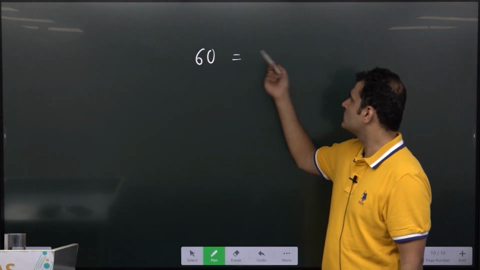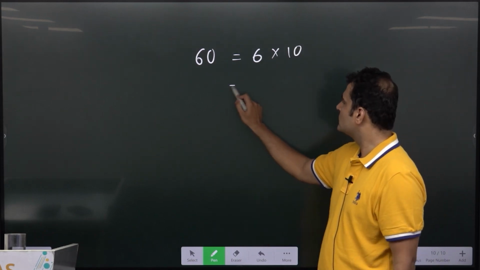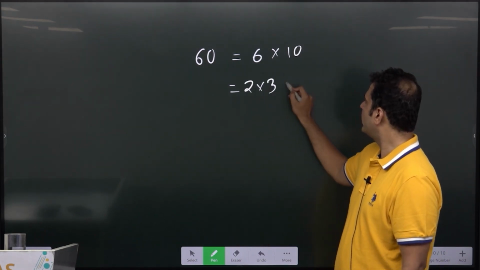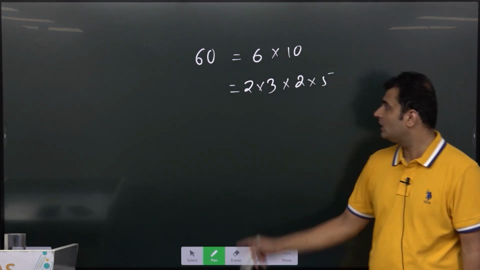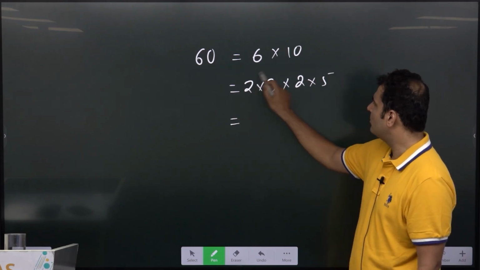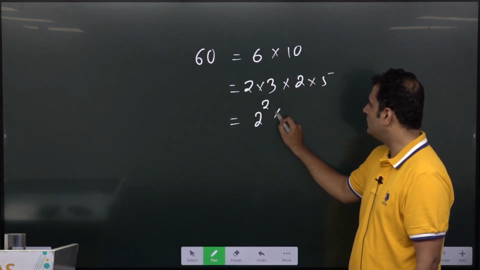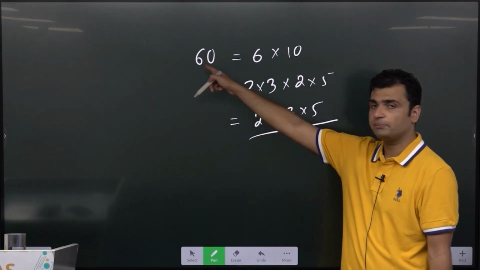I can write it as anything like 6 into 10. I can write this 6 as 2 into 3. I can write this 10 as 2 into 5. And I can do this until I get all the prime numbers. अब यहाँ पे सारे prime number है कि नहीं देखो. And then I'll combine this 2 and 2, write this as 2 square into 3 into 5. This is called prime factorization of 60.